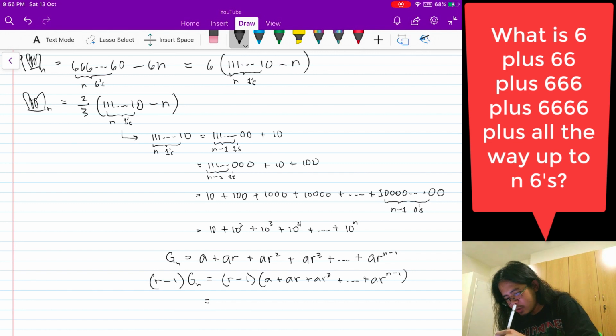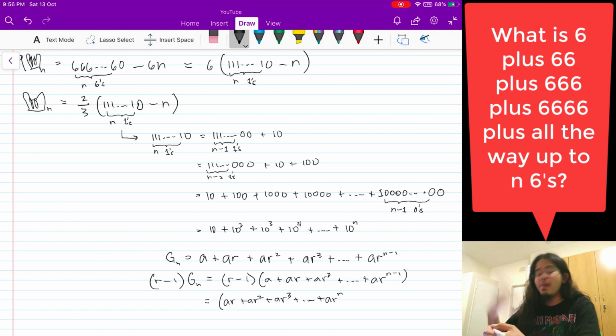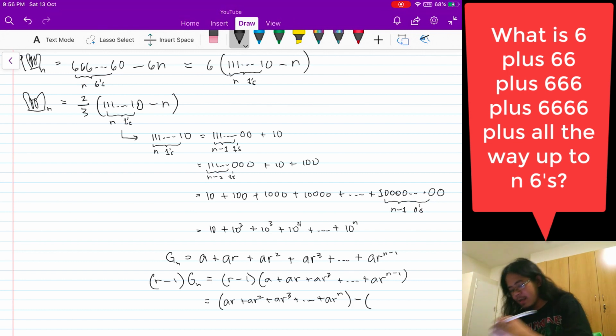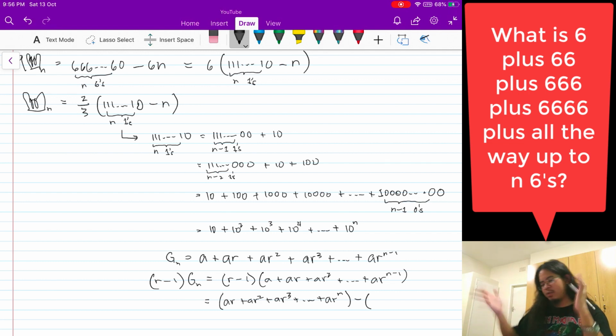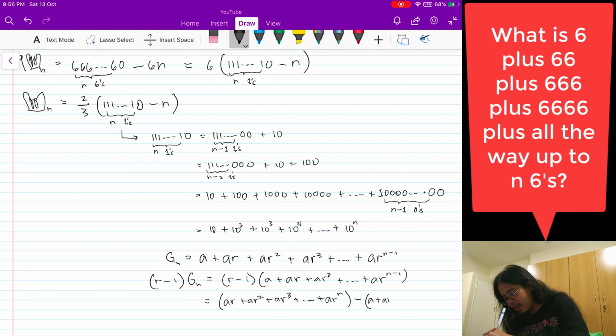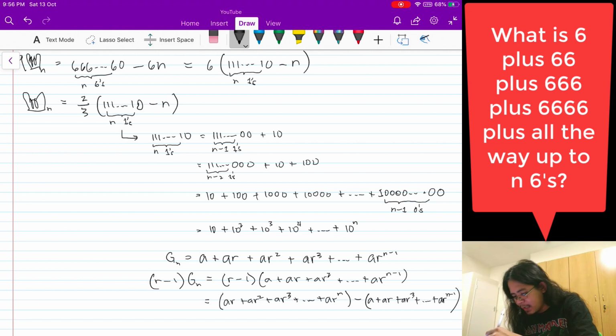Let's simplify. So r multiplied by the geometric series gives you ar plus ar squared plus ar cubed, and so on, all the way up to ar to the n, because the last term, ar to the n minus 1, multiplied by r gives ar to the n. Minus, the geometric sum multiplied by 1, so you just copy it: a plus ar squared plus ar cubed, and so on, all the way up to ar to the n minus 1. Since you're subtracting, note that this ar will cancel this ar. So you have ar squared, ar cubed, and so on.